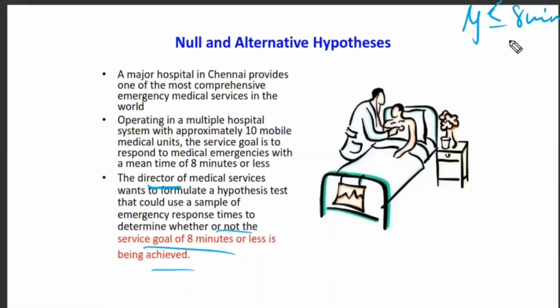Whether this is being achieved or not, if it is achieved, will he take action? When will he take action? When it is not being achieved, he will take the action. So action is the alternate hypothesis. Simple. Only two options are there, right? Write two options. First, write both the options. For which one will he take the action?